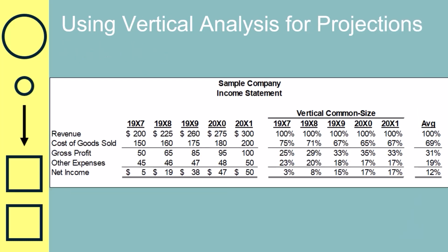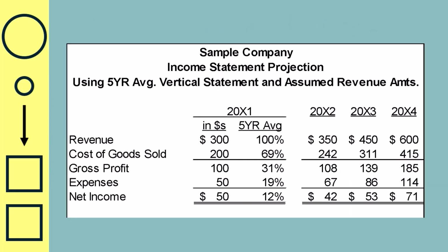Trending off of 1 year may not provide enough historical data upon which to make a trended projection. Here's 5 years of data. I calculated a common size income statement for each year. The average percentages for each line of the common size statements over the 5 years are on the right. The company may decide to use the 5-year average percentages for a projection instead of just the past year's percentages.